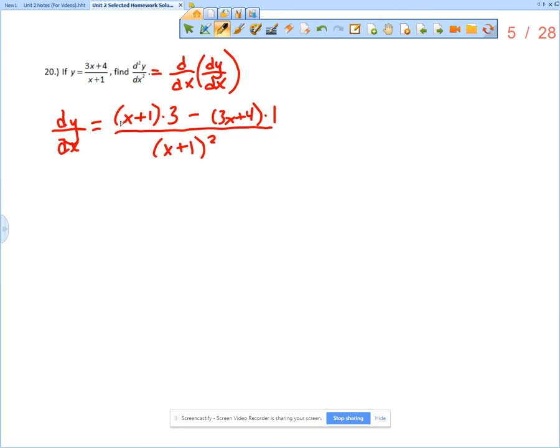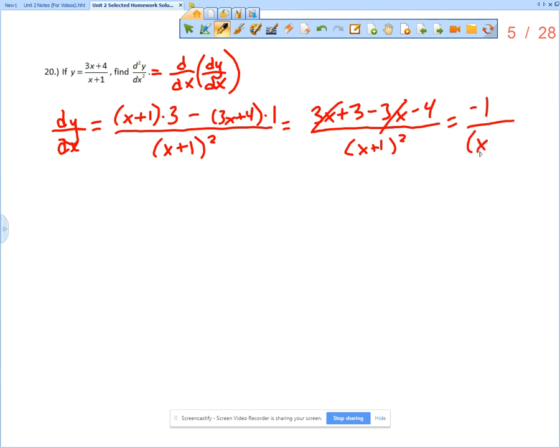Now, before I take the derivative, I would like to simplify this a little bit. So I'm going to distribute the 3 and get 3x plus 3, and then distribute the minus sign. So minus 3x minus 4. All of that divided by (x plus 1) quantity squared. All right, so now I have a 3x minus a 3x, so those can subtract out, and then I have a 3 minus a 4. So the numerator becomes negative 1, and the denominator is (x plus 1) quantity squared.